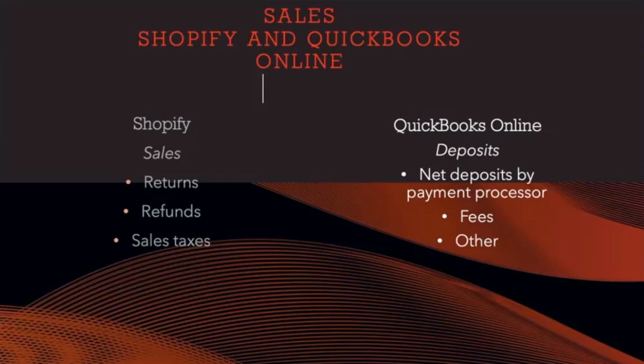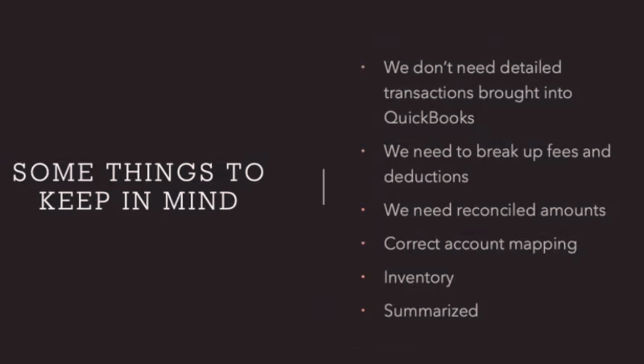We have to be able to, when the money we see deposited into the bank, add back all the different things that happen throughout the month, right? It could be the fees, sometimes we have returns or refunds. So we have to take that into account when we look at the Shopify numbers and the QuickBooks Online numbers. There are some things we have to keep in mind when we choose an app and what the app is supposed to do and how we want it to work within our business, right? So when we choose an app, we should choose one that serves our needs, right? So we don't need detailed transactions brought into QuickBooks.